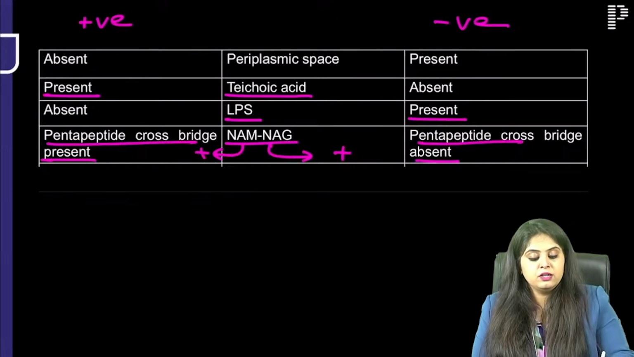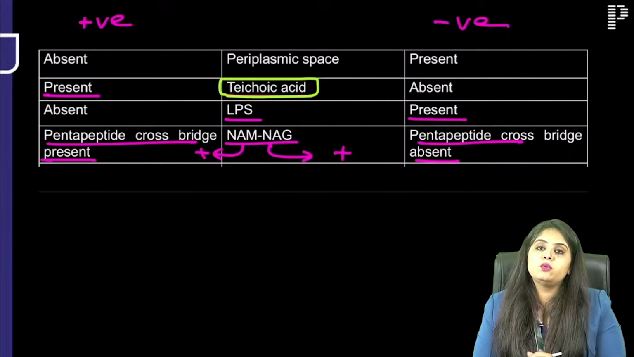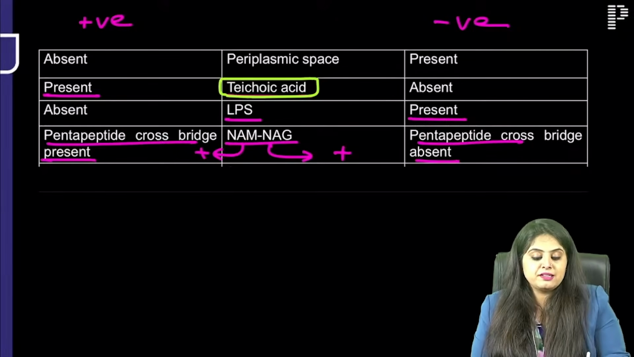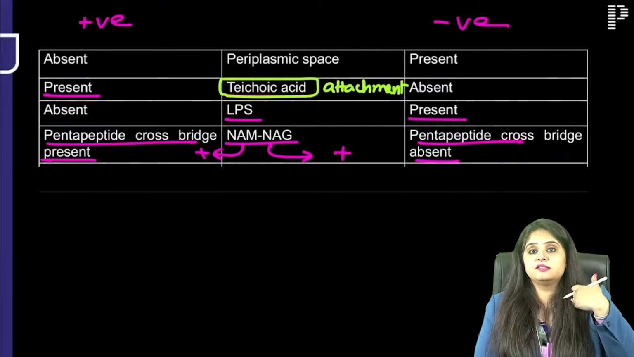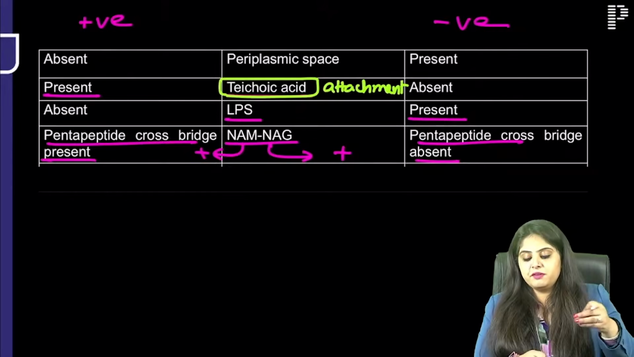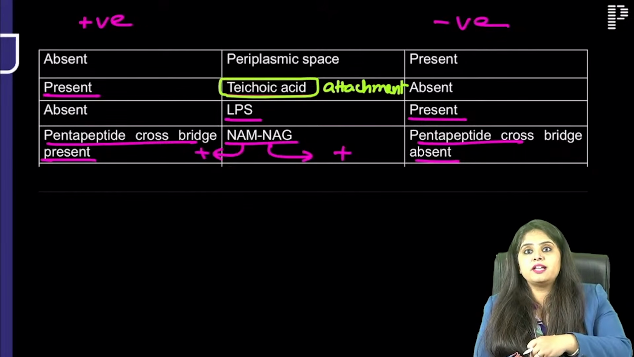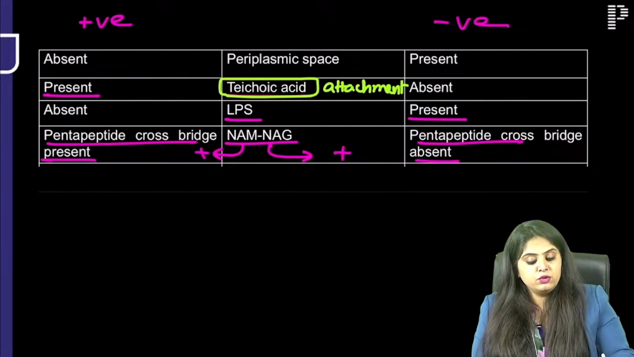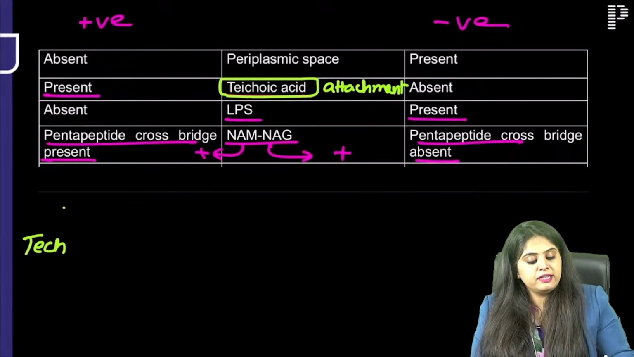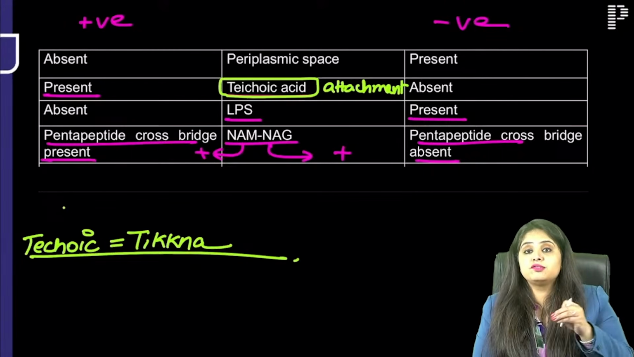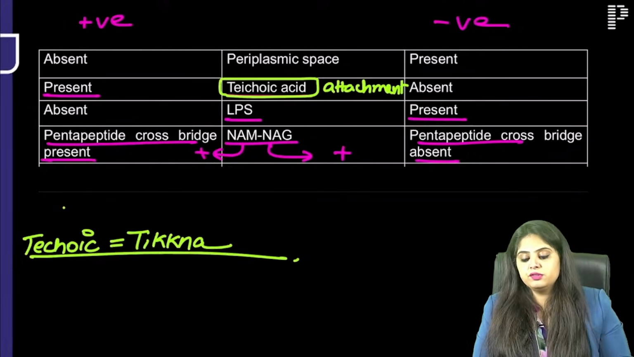Out of these, no one asked me what is the function of teichoic acid. Teichoic acid is for attachment of the bacteria. When a bacteria comes into, say, your lungs, how will it attach to your lungs? If a bacteria comes to your skin, how will it attach to your skin? For attachment, you have teichoic acid. How I had learnt was teichoic sounds like tikna. So whenever it wants to stick to one place, it is going to use teichoic acid.